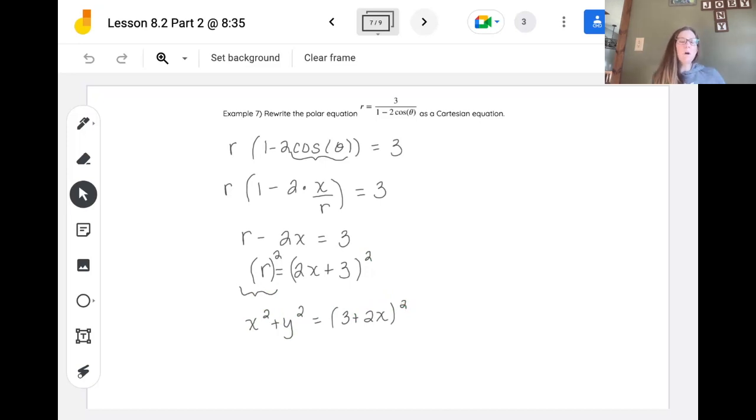Now you could, if you wanted, expand 3 plus 2x, or actually 2x plus 3, I should probably write it as 2x plus 3 because that's what we had it as. You could certainly expand 2x plus 3 squared if desired. You would be able to then combine it with our x squared portion. Not always needed. I've just got rid of all of my cosines and sines. I got rid of my r's, and everything is in x's and y's. And that's just kind of our main goal. Unless it specifically tells you to simplify further, you can stop at this point.